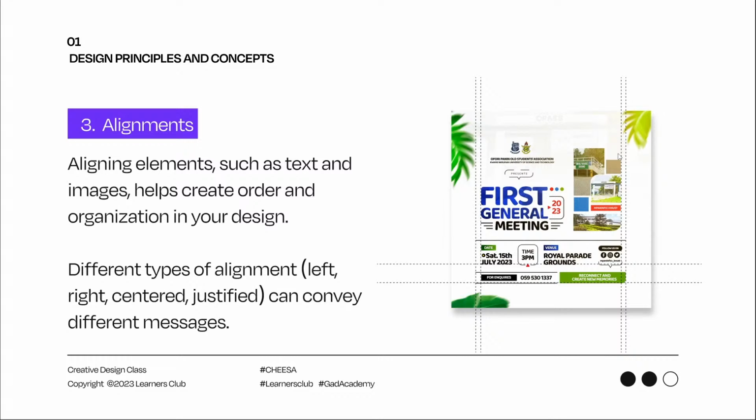When you're talking about layout, you need to keep this in mind. Alignment is the main reason we use a grid. Aligning elements such as text and images helps you create order and organization in your design. We have different types of alignment: left alignment, right alignment, center alignment. We also have justified. Right alignment and left alignment can each convey a different message.